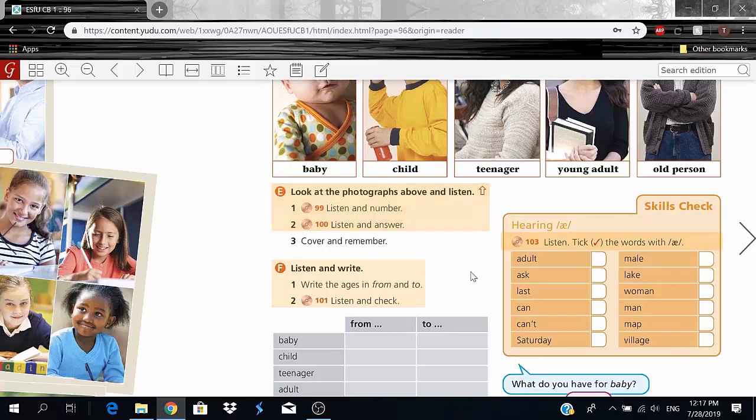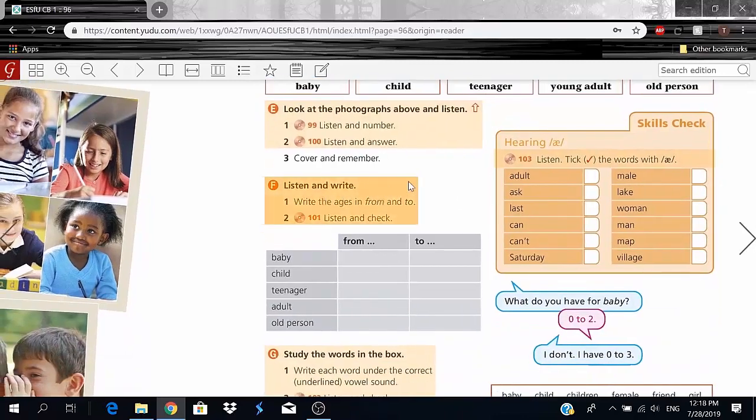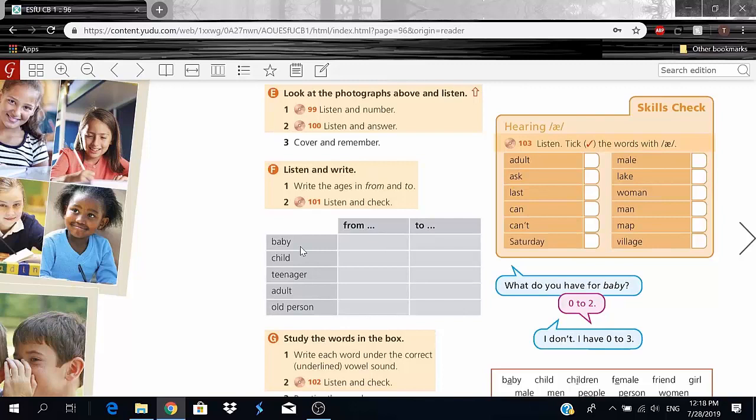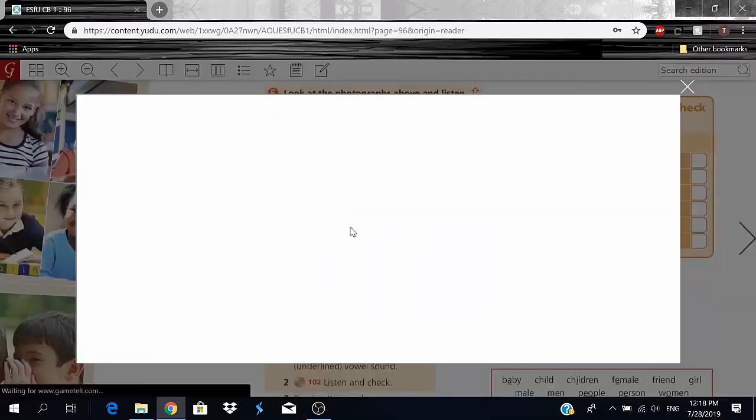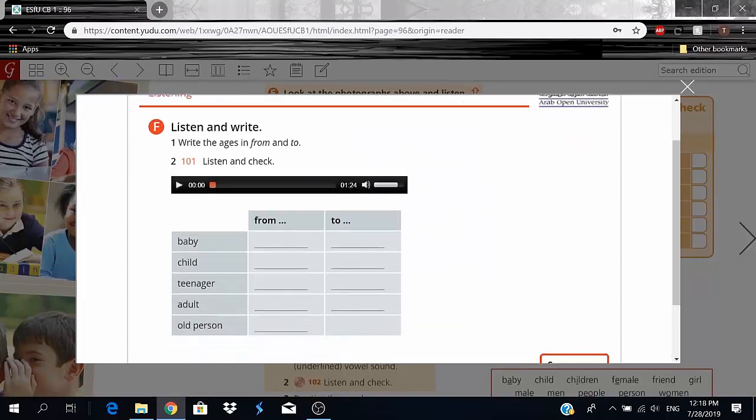Okay, you guys? This was simple enough. Now, let's move on. Here we have listen and write. Write the ages in, from, and to, and then 101, listen and check, okay? Like I told you guys, here we have baby, child, teenager, adult, and finally old person, and he wants the age from to, okay? So we have to put two numbers down here, from a specific number to another specific number, and then we're gonna have to listen and check. But actually, let's listen first so we get the information, and then we'll write it down.